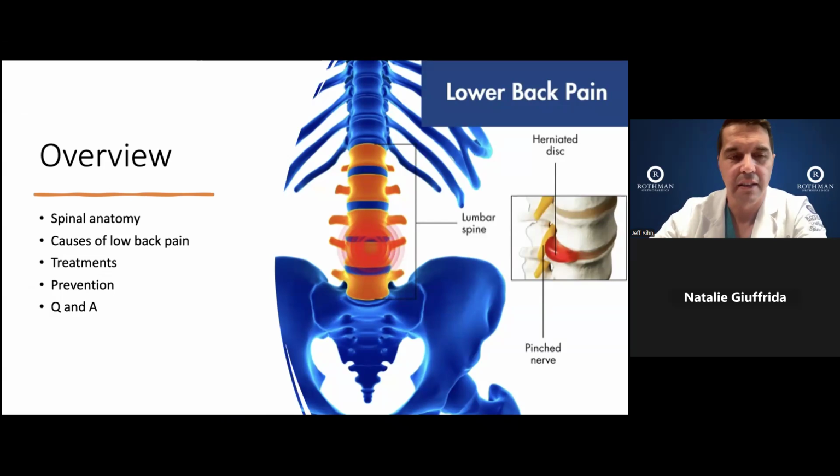Okay. So this webinar is going to focus on low back pain, and it's a very common problem. I'm going to start by going over some of the potential causes for low back pain, and then move on to discussing some treatments and then some ways, hopefully, you can prevent low back pain.